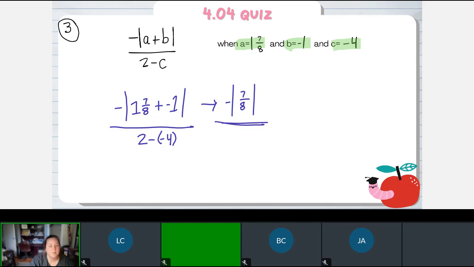Okay. On bottom, you have 2 minus -4. Well, if you're subtracting a negative, you're really just adding a positive. Think of it on a number line. So 2 plus 4 is 6.